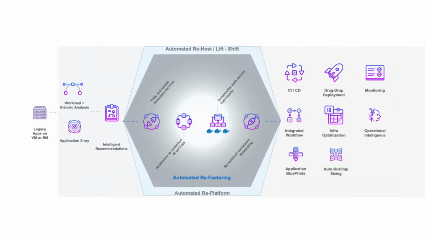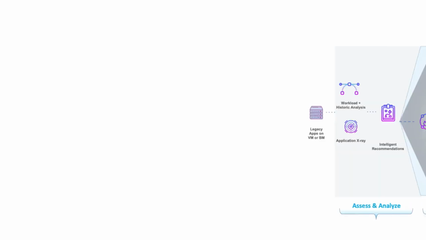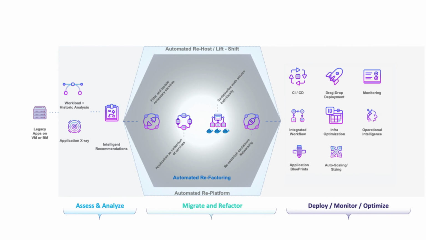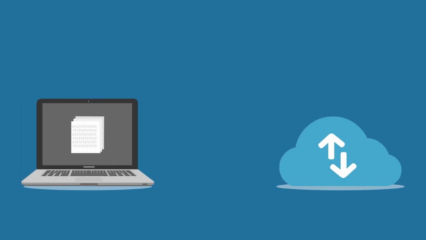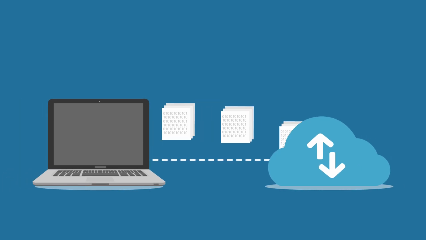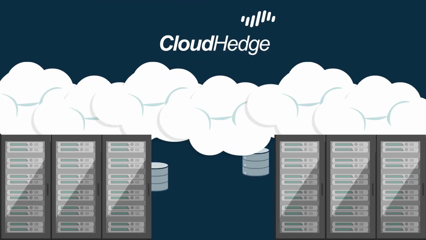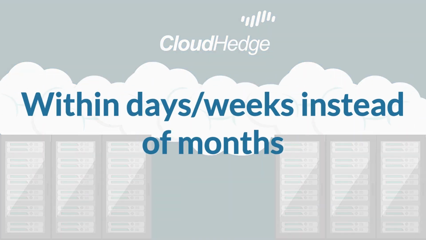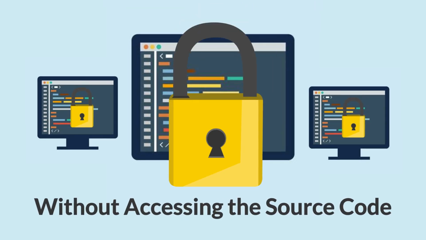Before we begin, here is a brief introduction on CloudHedge's tools. Discover, Transform, and Cruise. These tools are leveraged in a sequence to migrate and deploy on cloud. To start with, the Discover module helps to analyze and classify workloads with a recommendation report for cloud enablement. The Transform module automates rehosting or refactoring of workloads, whereas the Cruise module enables application deployment on cloud of choice and monitors them on an ongoing basis. The Trio enables automation of migrating applications within days, weeks, instead of months. Moreover, CloudHedge performs the end-to-end use case without accessing the source code.